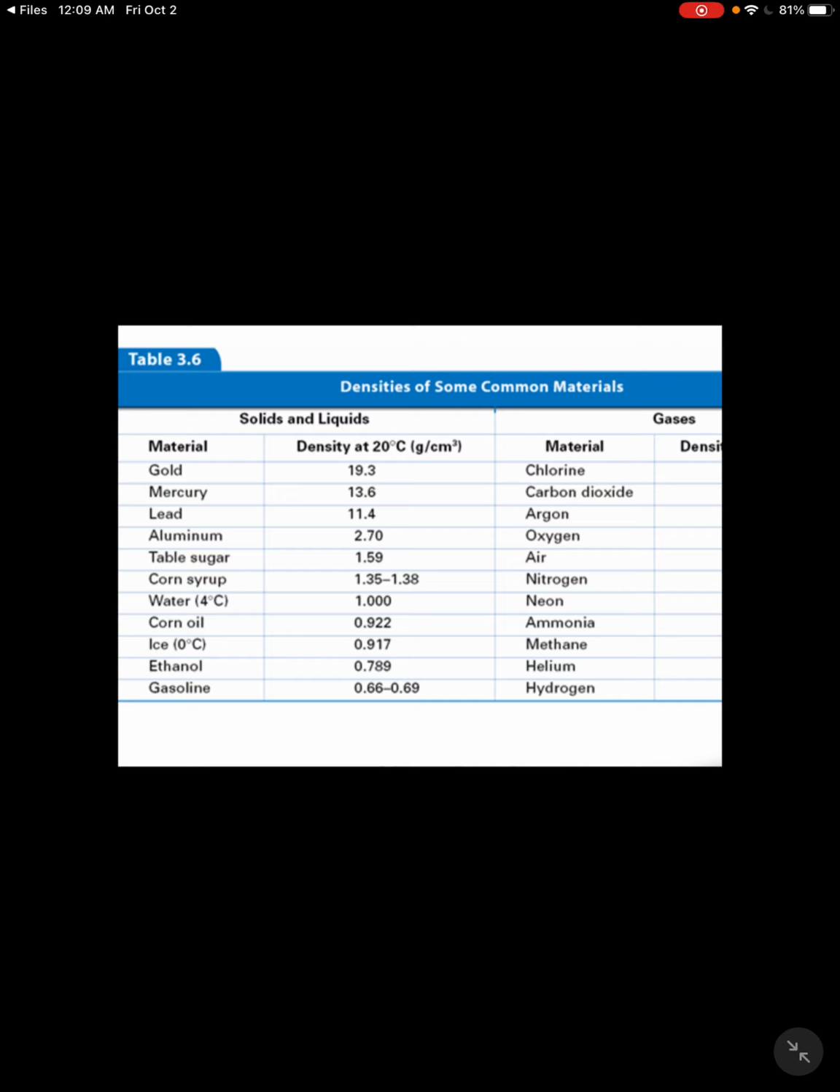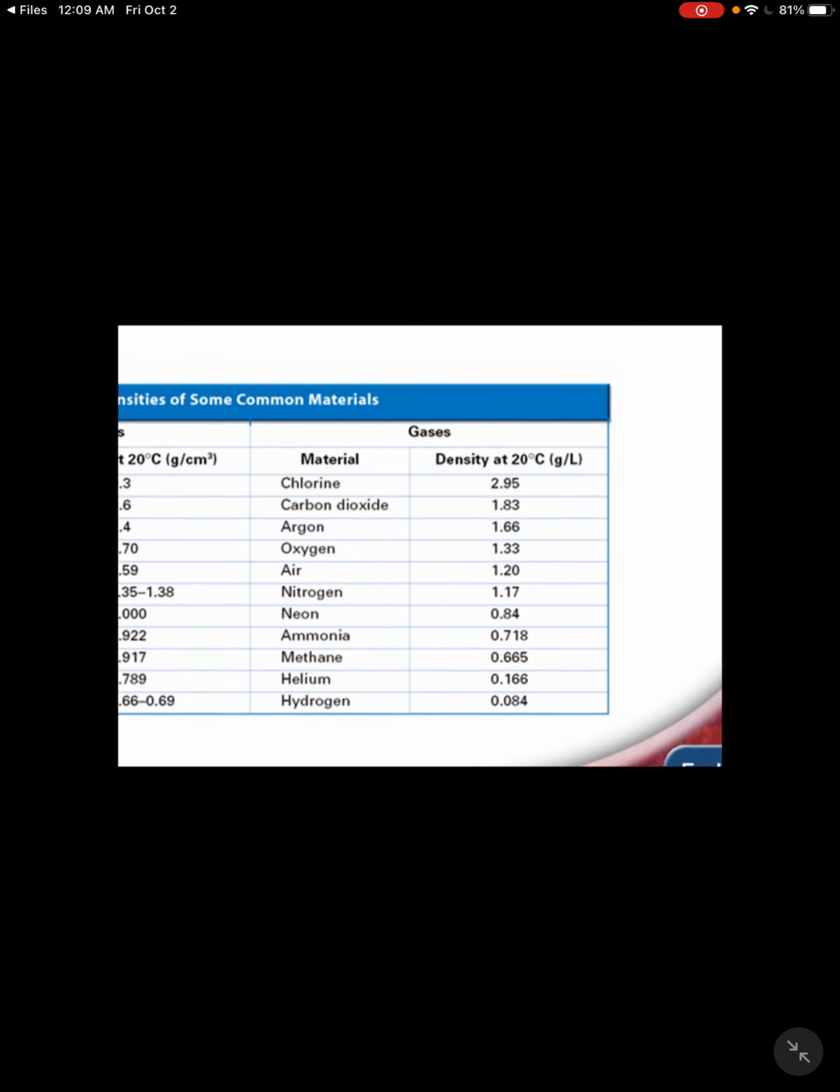But as you can see, water has a density of 1 gram per cubic centimeter. And that is at 4 degrees, but 20 degrees C is okay as well. They qualified here, 4 degrees, so they're okay. And as you can see, ice is about 90% the density of water, so it floats. 92%, more appropriately.